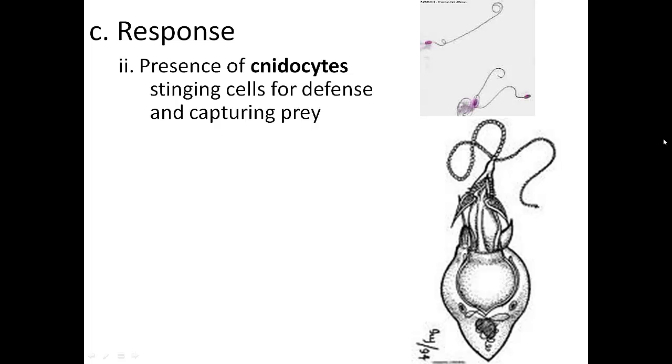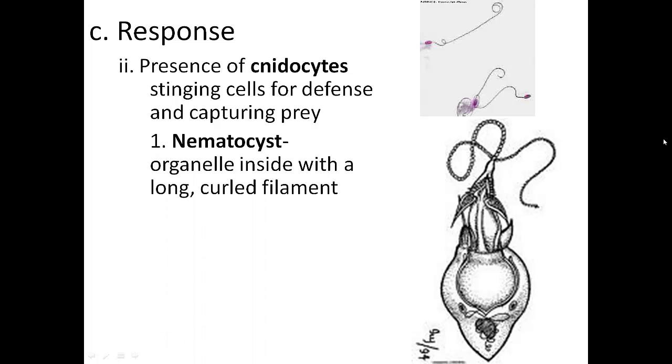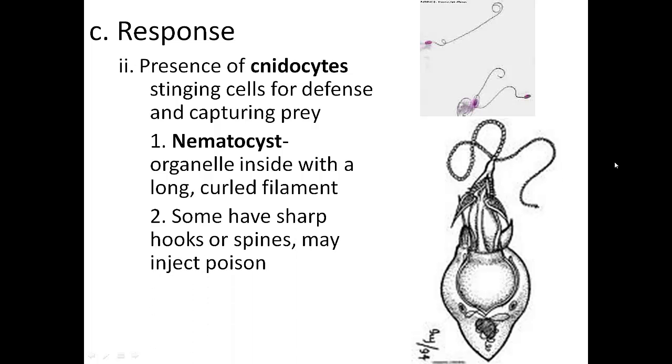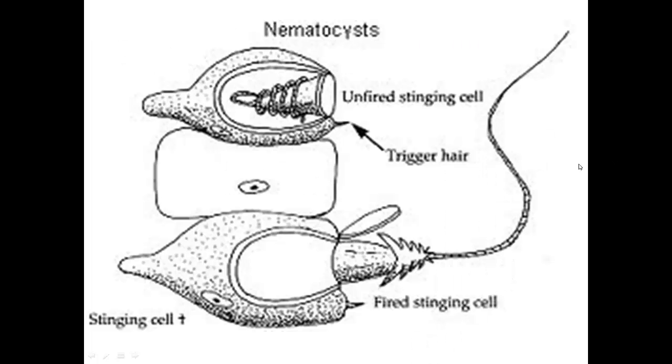Another thing that they do in response is they have cnidocytes, and cnidocytes respond to being touched by prey. These are stinging cells, and if you were to look inside of a cnidocyte, there's a nematocyst, which is this little curly filament, and I'll show you another picture on the next slide. The nematocyst can have hooks or spines or be poisonous, and so it's just a way to capture prey a little bit better. The picture is a little bit blurry, but the top picture shows an unfired nematocyst where the coil or the filament is coiled up here. In the bottom one, this little trigger hair has been touched and it fires and it would sting the prey.